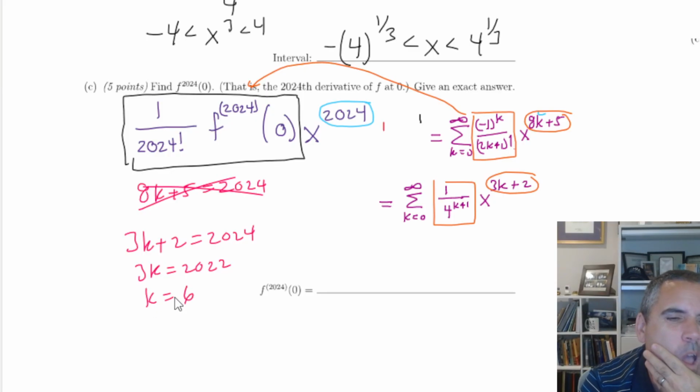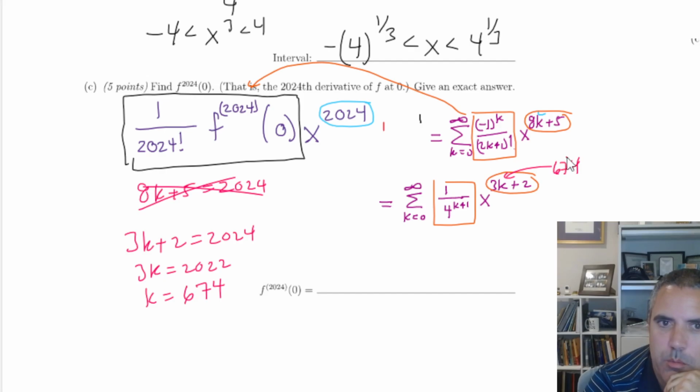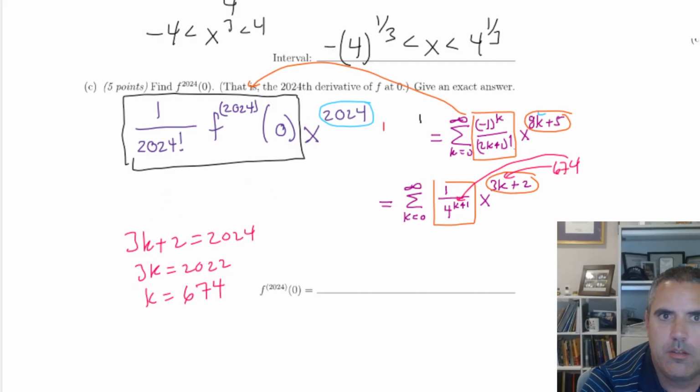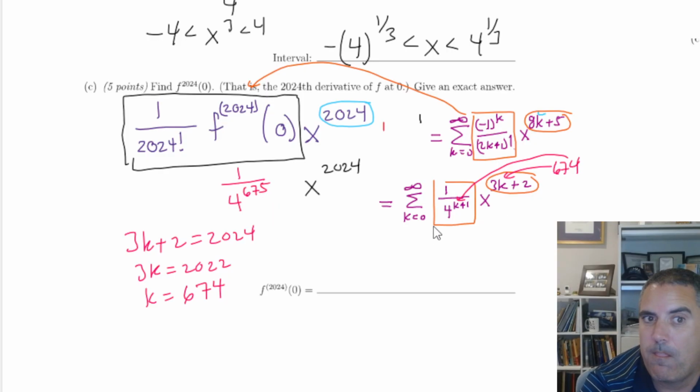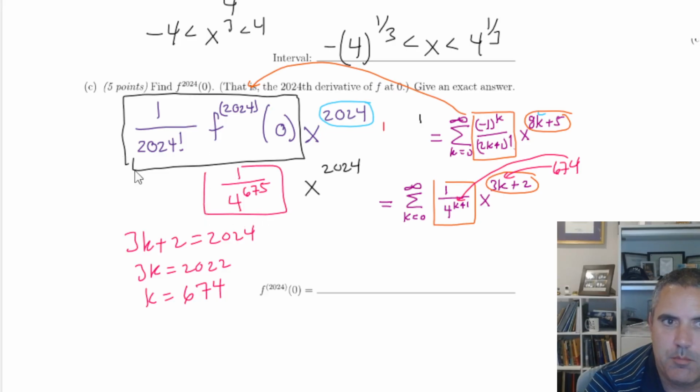Let's see what you get. 674. Don't trust me. So the only way I can get this is when this is 674. And so we would put that in here, and now we know the number that goes in this spot. The number in front of x to the 2024 has to be 1 over 4 to the 675. That's the bit of logic. And that means these two things have to be the same.